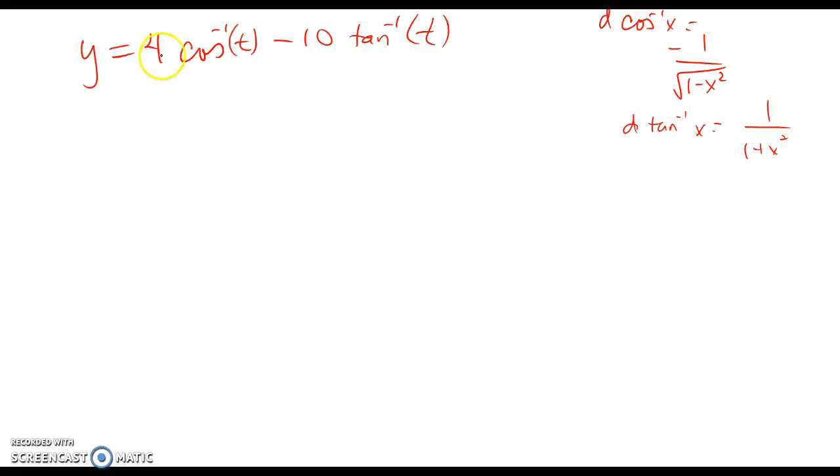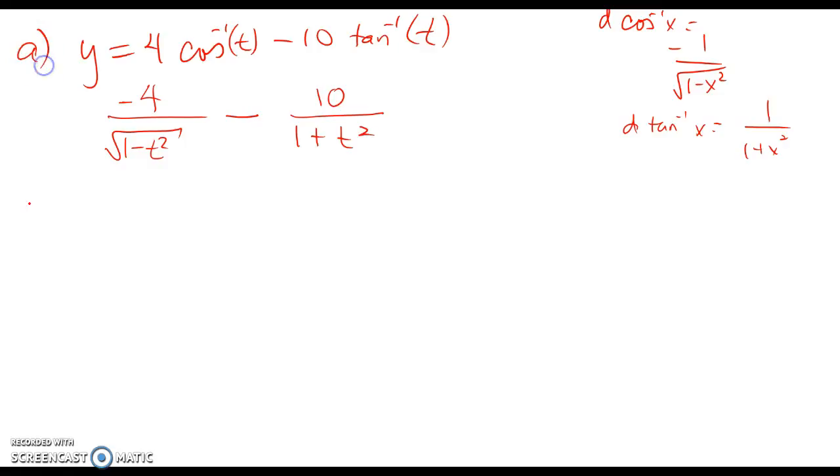So let's try that. This 4 goes along for the ride. Cosine inverse is negative 1 over, and this is t here, so it'll be 1 minus t squared, minus 10 goes along for the ride, and the tangent is 1 over 1 plus t squared. So that's really all that's going on for this particular example. That's A. Let's try another one.